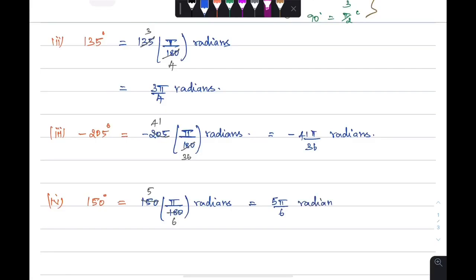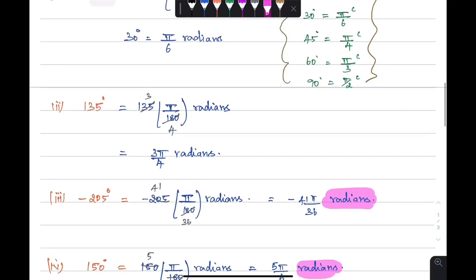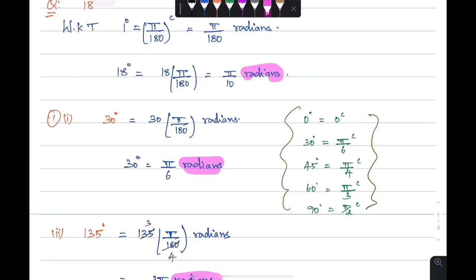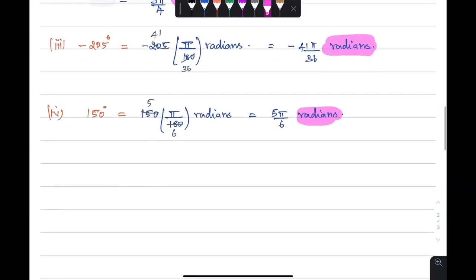Very good. So I hope you guys are clear with whatever is going on here. So for the conversion of degree to radians, it's very important to mention radians here in the final answer. Please do not forget it. As you can see, I have written it in every problem. So I have converted it neatly.